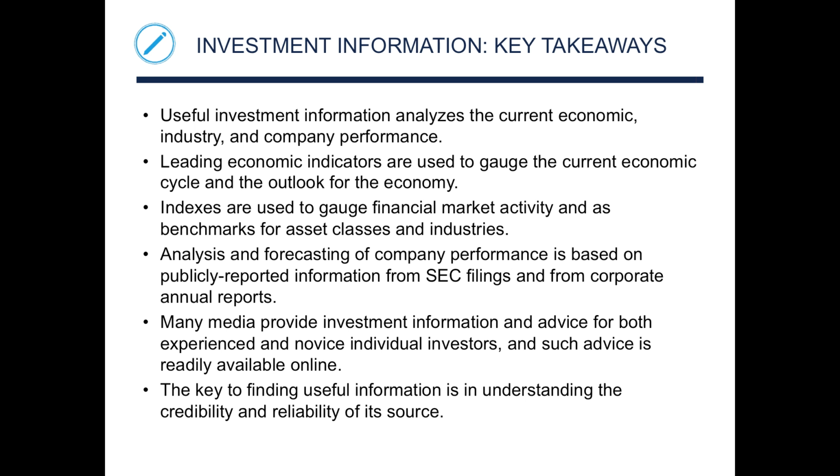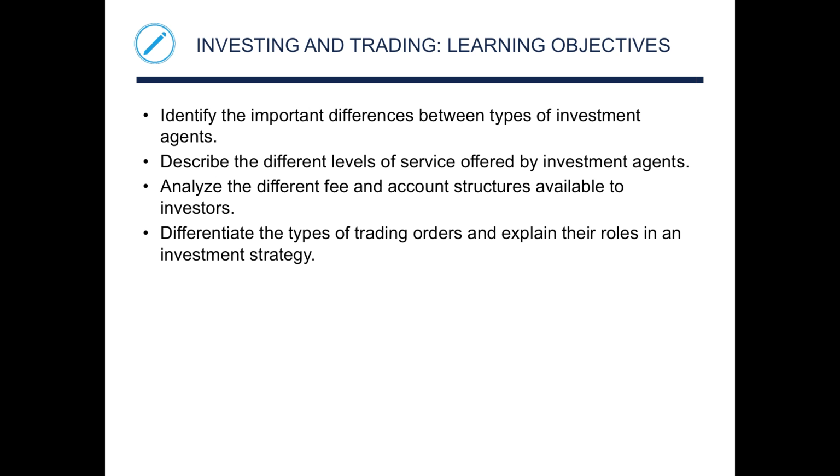Key takeaways. Useful investment information analyzes the current economic, industry, and company performance. Leading economic indicators are used to gauge the current economic cycle and the outlook for the economy. Indexes are used to gauge financial market activity as benchmarks for asset classes and industries. Analysis and forecasting of company performance is based on publicly reported information from the SEC, or the Securities Exchange Commission, filings and from corporate annual reports. Many media provide investment information and advice for both experienced and novice individual investors, and such advice is readily available online. The key to finding useful information is in understanding the credibility and reliability of its source.